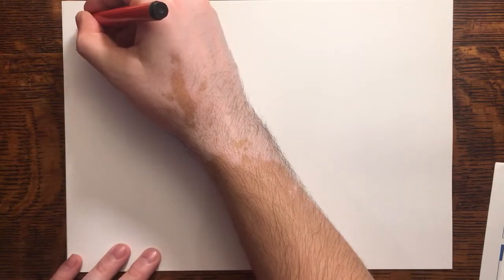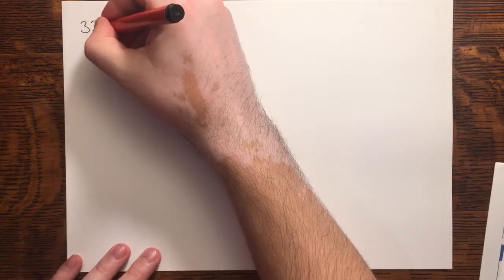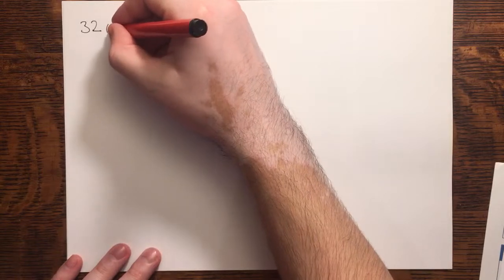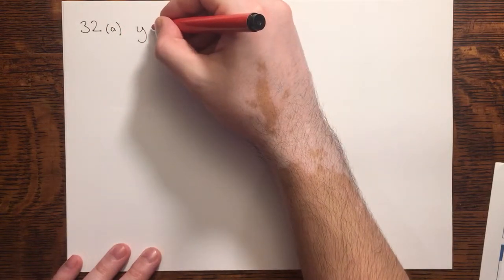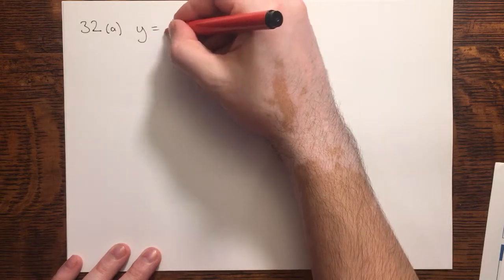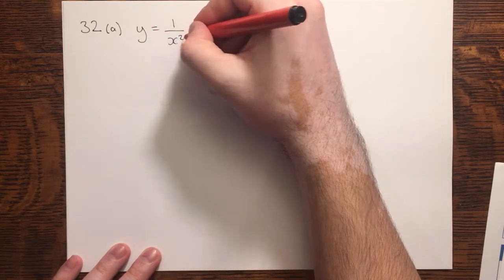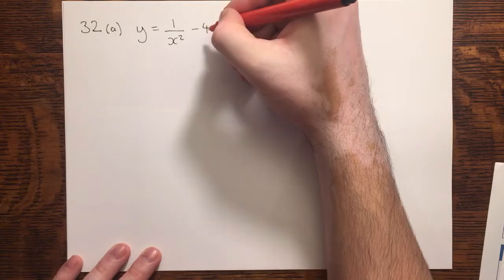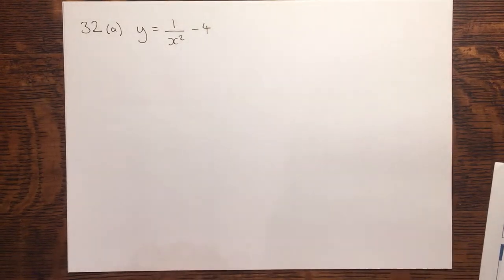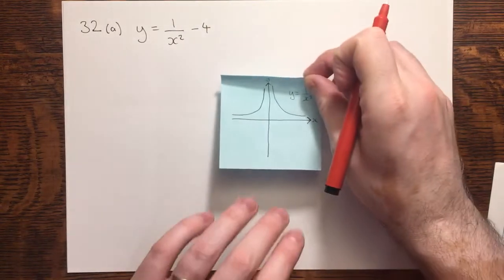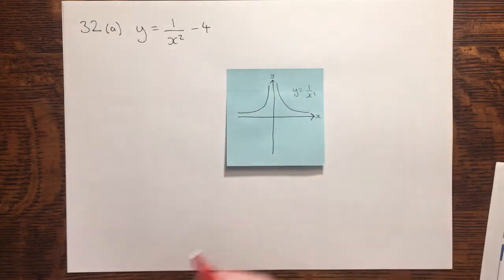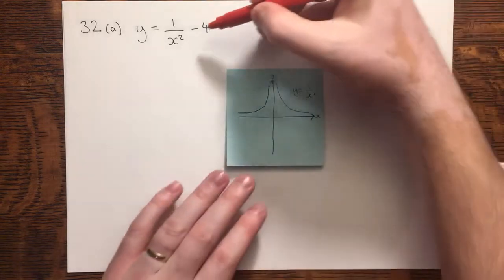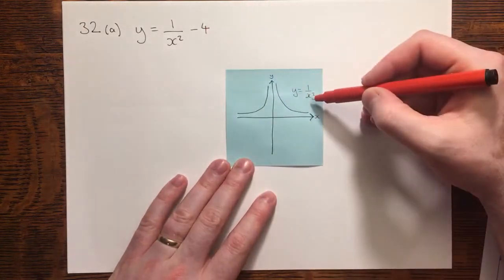Our final question of review exercise 1 is question 32. And in part A, we are asked to sketch the equation y equals 1 over x squared minus 4. Now, in order to do this, I'm going to refer to a better known graph, y equals 1 over x squared. This is a transformation of this one.